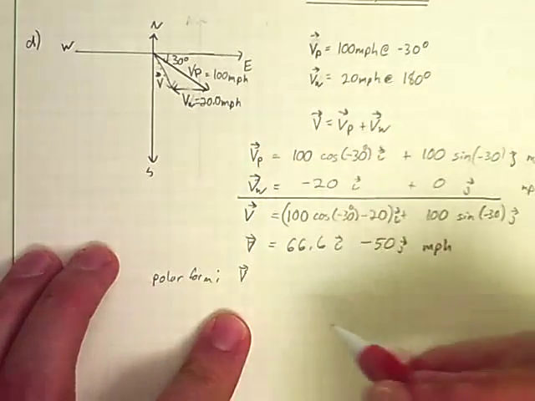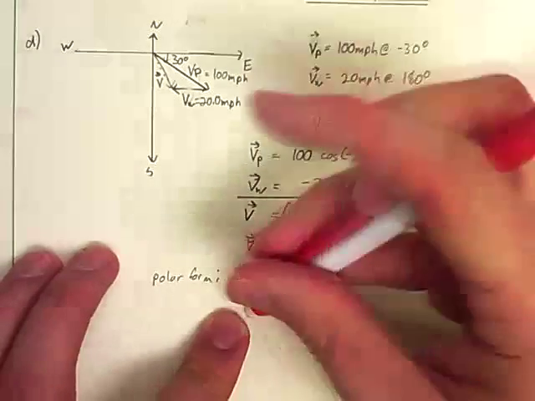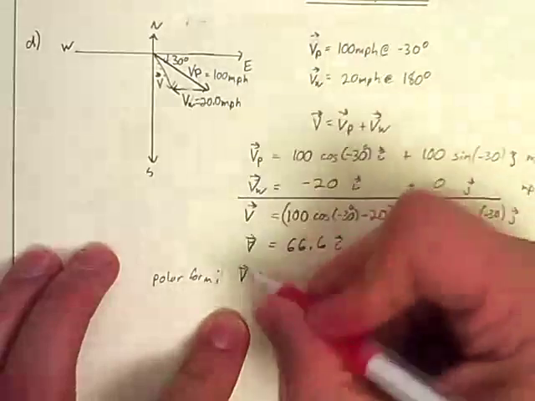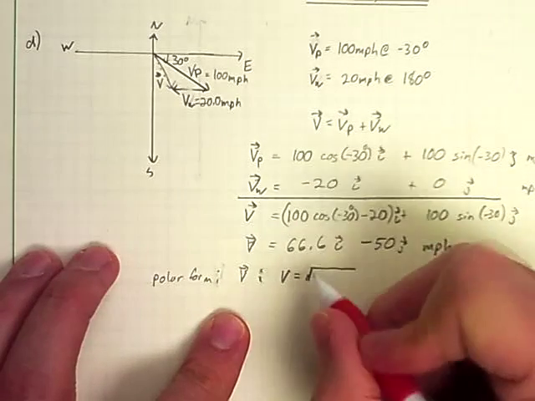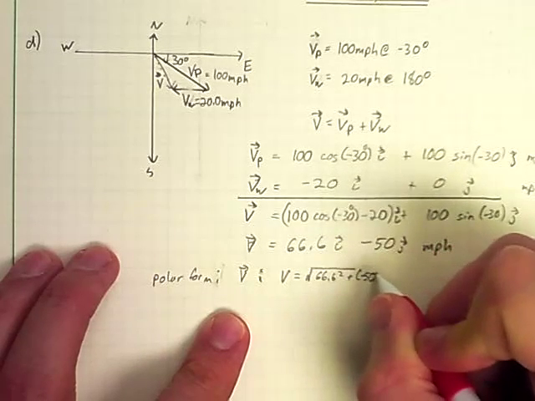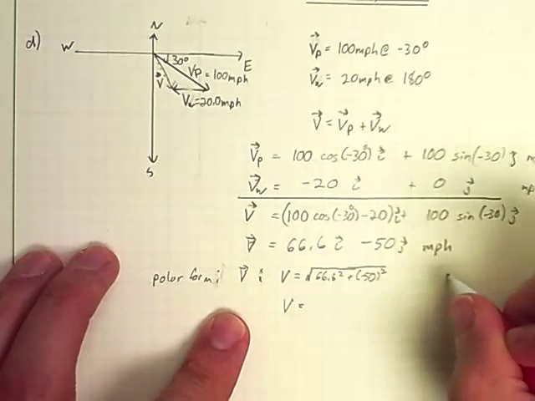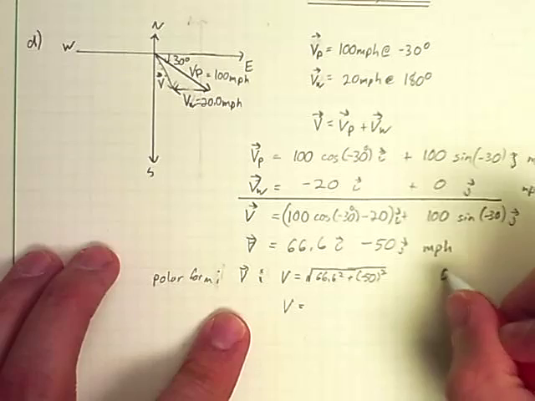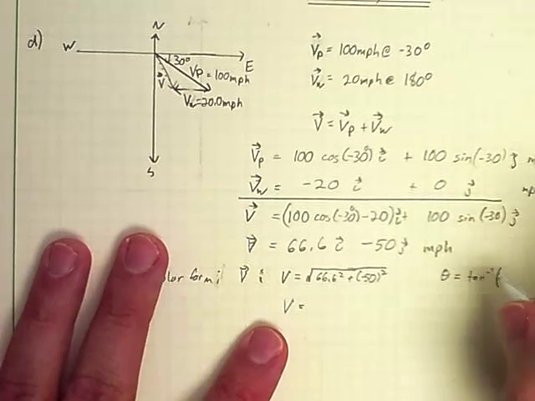So we've done this several times. We know that we need to get the magnitude of V, which would be the square root of the 66.6 squared plus the negative 50 squared. And we need to get the angle theta, which is going to be the tan inverse of the y part divided by the x part.